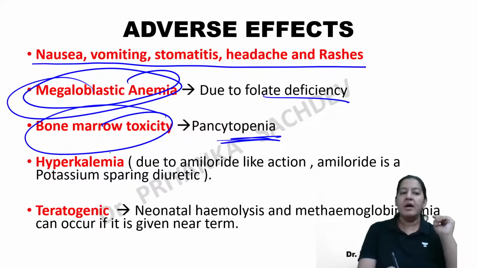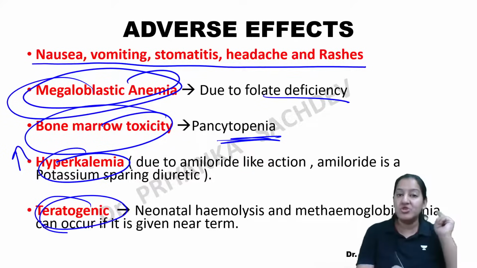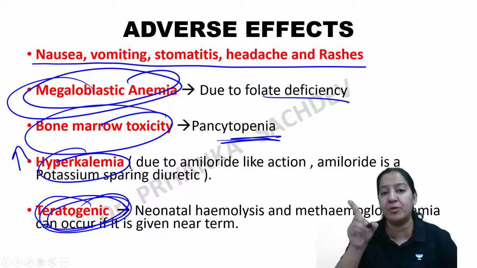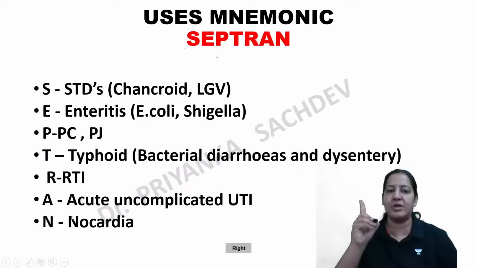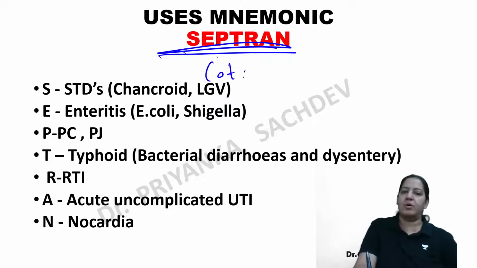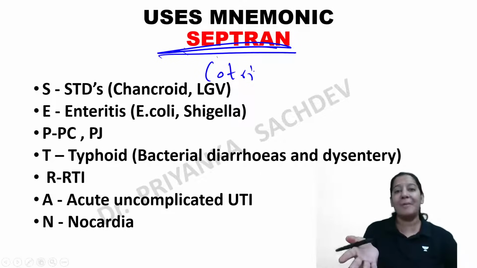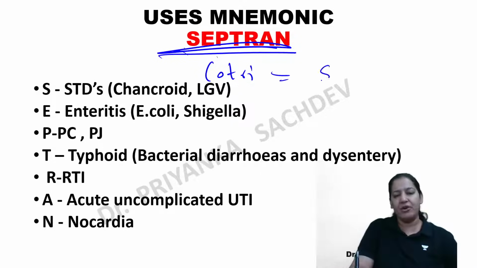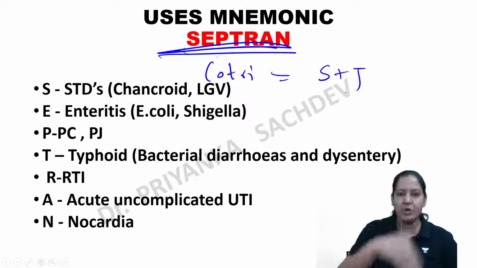That results in pancytopenia. It causes hyperkalemia, that is potassium increase, and it is teratogenic. Never give trimethoprim to a pregnant lady. It is teratogenic for the fetus. Uses are same. Septran. Why are the uses same? Because Septran is for cotrimoxazole and it contains both. It is the uses of the combination, right? That is sulfonamide and trimethoprim. These are the uses of the combination of both.